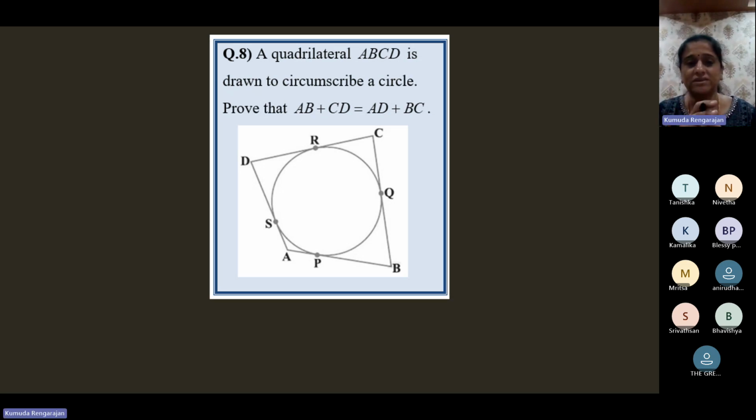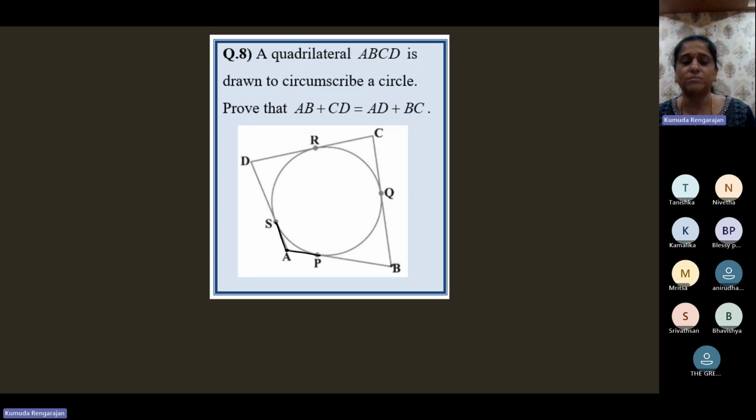A, B, C, D lie outside the circle. So from every external point, you can draw 2 tangents to the circle. Treat A as the external point. AP and AS are the 2 tangents drawn from the external point A to the circle.